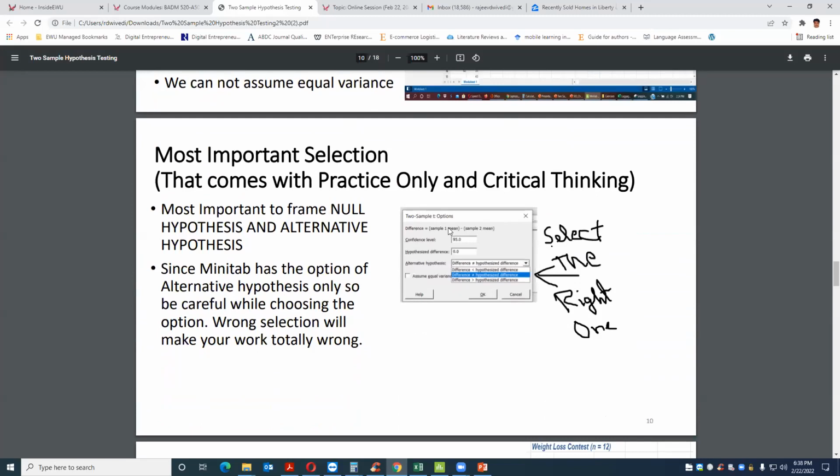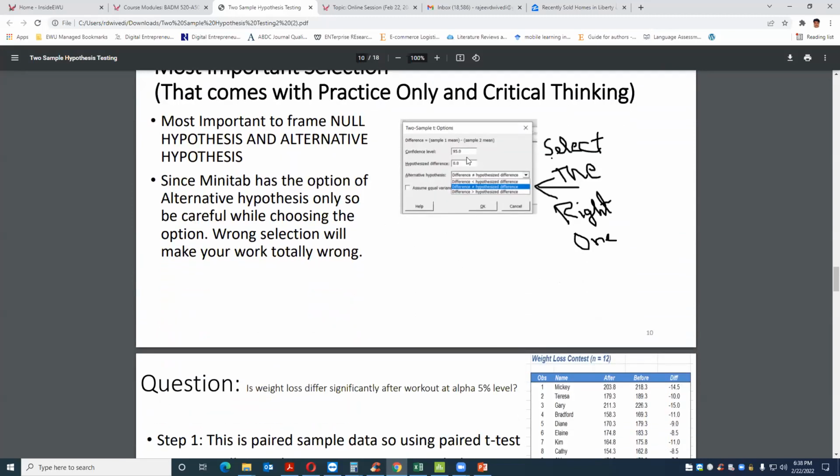And I already explained this part. To assume equal or unequal variance, we have to select this option, and these are the three options of hypothesis we are going to check. Based on that, you can select the right option. This is the alternative hypothesis, not the null hypothesis. Minitab is based on the alternative. Here, it is clearly given as the alternative option.